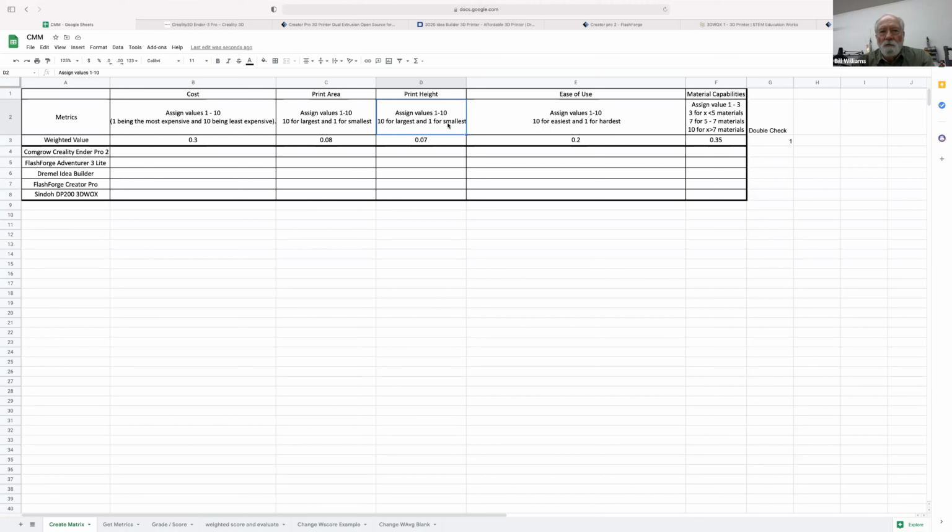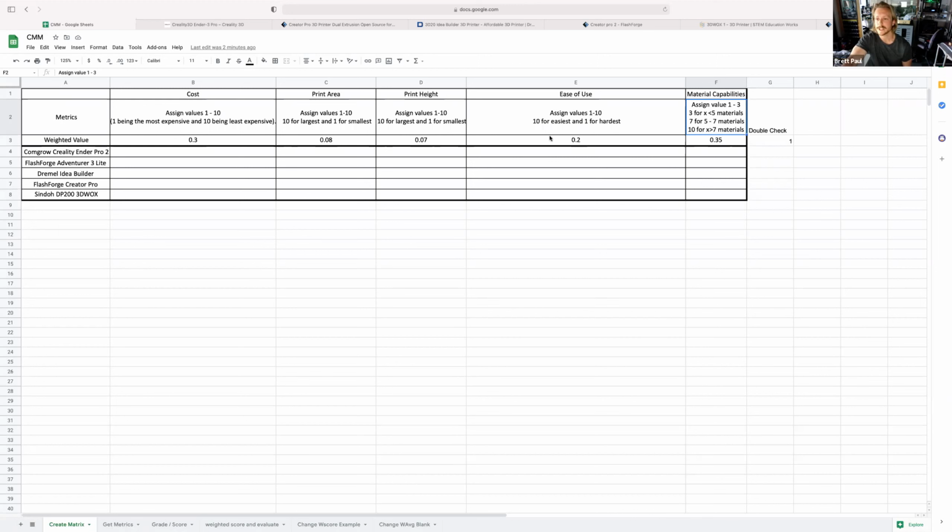Print height is kind of the same thing as print area, where the higher and taller we can go, the better. And so we want to increase the score for that. So 10 for the largest, 1 for the smallest. Ease of use, 10 for the easiest, 1 for the hardest. Material capabilities, I've gone through and I'm going to assign a value of 3 if it can print less than 5 materials, 7 if it can print between 5 and 7 materials, and 10 for if it can print greater than 7 materials. Okay.